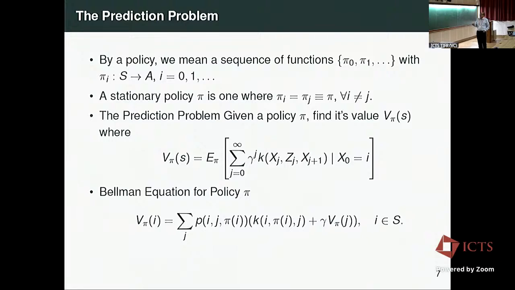So the prediction problem is, given a policy, and by a policy I now mean a stationary policy, you wish to find the value v pi of s. And this should be s or this should be i, there's a typo here. Let's call it i. So v pi of i is this expected value. I wish to find the value of this state i. So that's the problem.